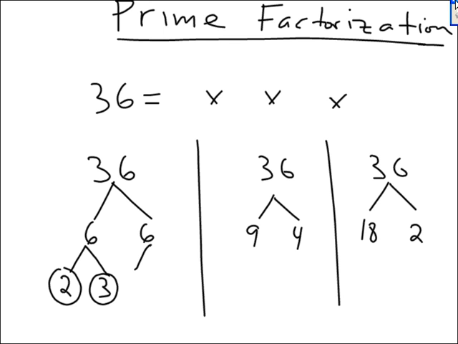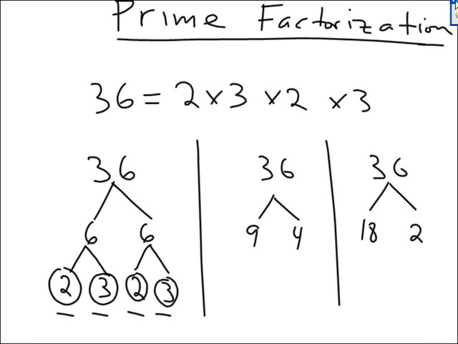But as we just learned, you can break down 6. 2 times 3. And both of these are prime. So we are done. 36 is 2 times 3 times 2 times 3. The order you write those four numbers in, that's up to you.